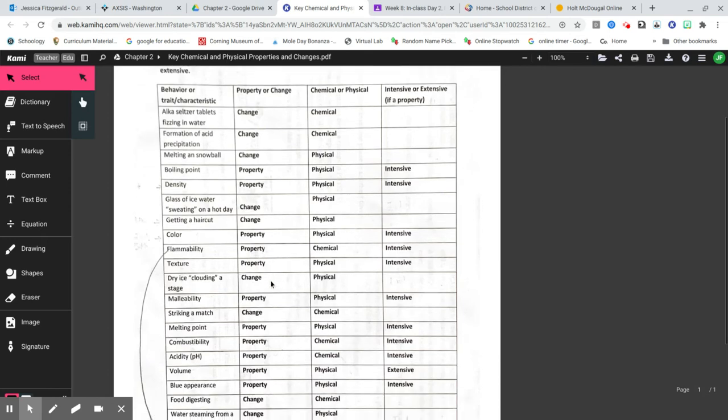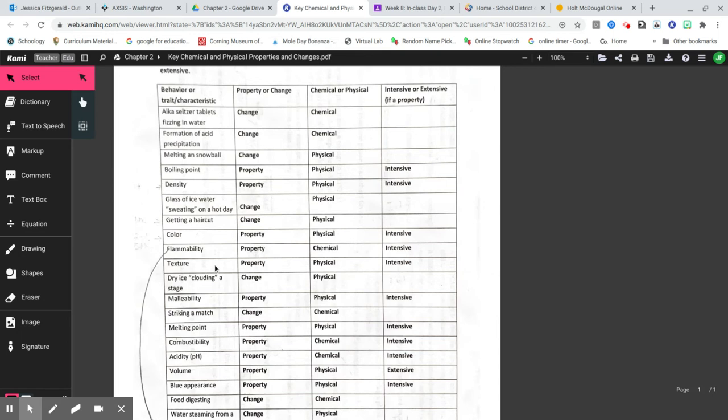Flammability. Flammability is going to be looking at, well, what is the potential? Can it catch fire? So this is a property. Specifically, it's going to be chemical because we're talking about it changing into a new substance. And it's intensive because we're describing, can it catch fire? Can it not? Because not all substances are flammable.